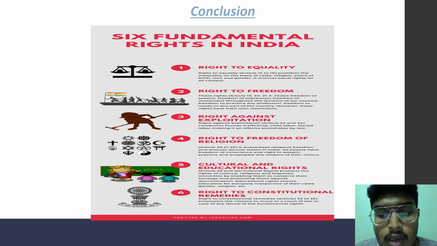Number 5, cultural and educational rights. Article 29 to 30. Cultural rights protect the rights of cultural, religious and linguistic minorities by enabling them to conserve their heritage and protecting them against discrimination. Educational rights ensure education for everyone irrespective of their caste, gender, religion, etc.